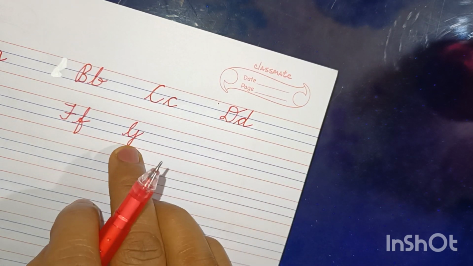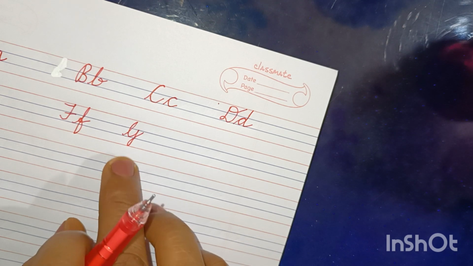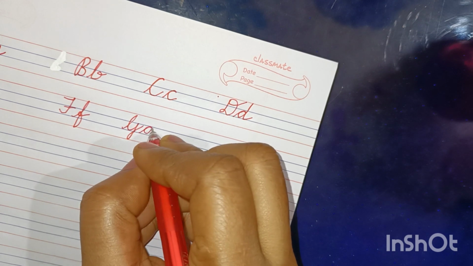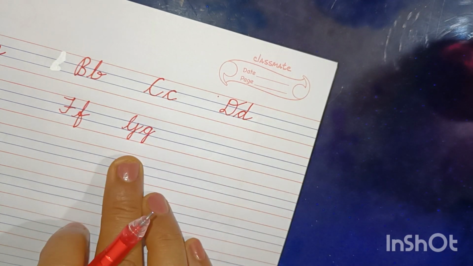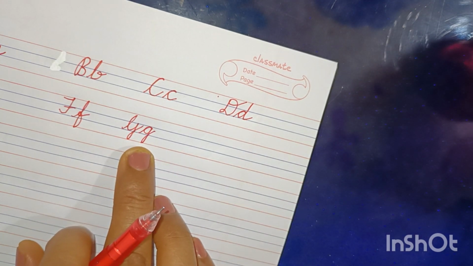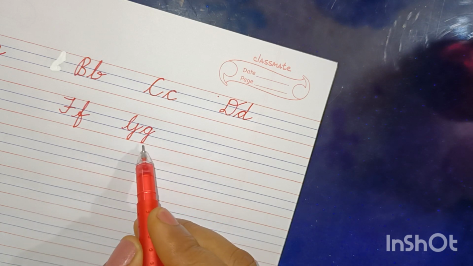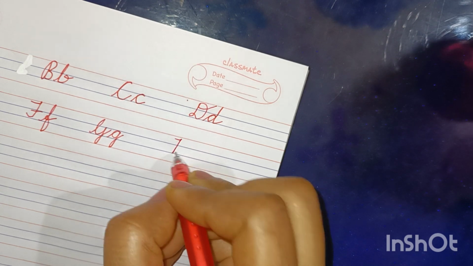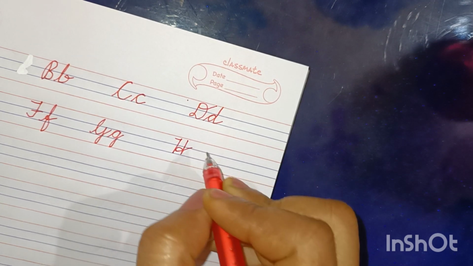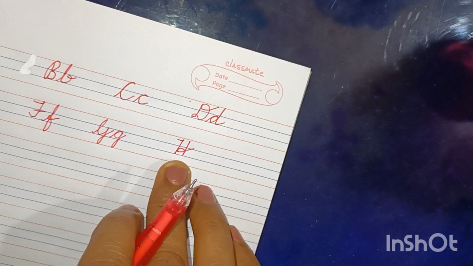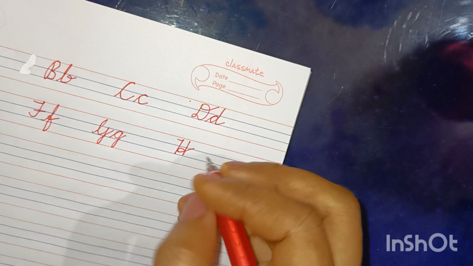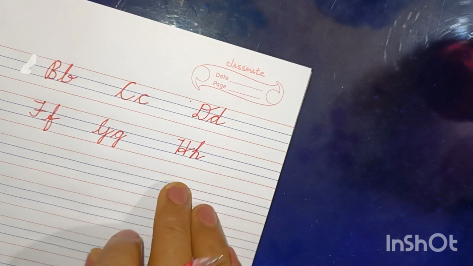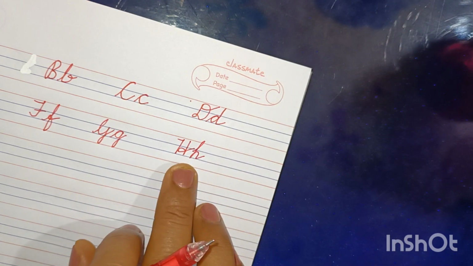After that, let's see which letter comes next. Can you tell me what this is? This is capital cursive G. Okay, now let's see one more letter. This is small cursive G. Okay, this is capital and this is small. Let's see the next one. You have to tell me what this is. This is capital cursive H. Okay, now let's see what this is. This is small cursive H.